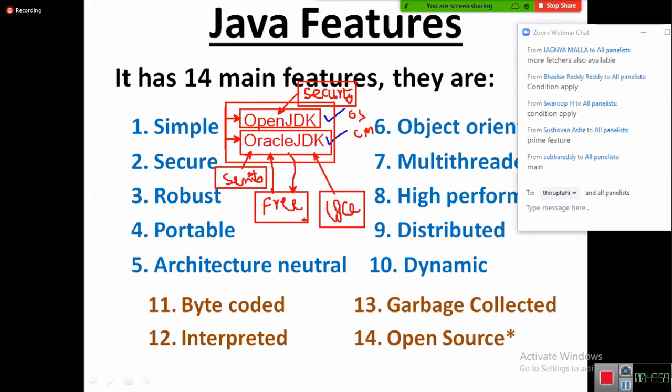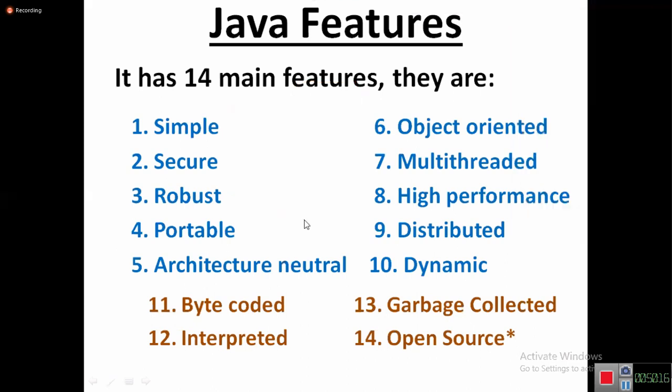Already catching my point. So companies who want to run their projects on a server computer for their customers, if they want free-of-cost Java, they will download and install Open JDK. If they want some security patches and security-related concepts, then Oracle JDK will be used. That's it. Everyone understand?